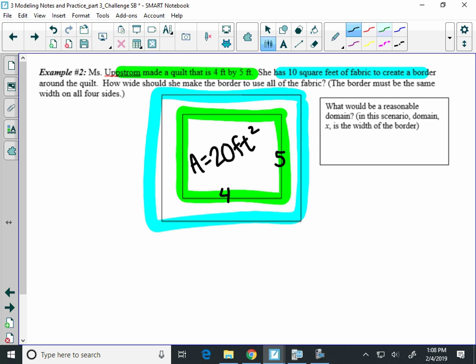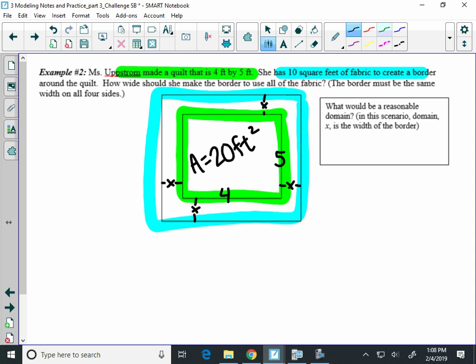Now, when Ms. Upstrom puts that border on, it says she has 10 square feet of border to work with. So we have 10 square feet of fabric to make this border. And her question is, how wide should that border be? So the width, we're going to call it X. That's the width here. Now, it has to be the same all the way around. So the bottom part here has to be X in width. The side over here is X. And the top is X. I'm just writing that in so you see that all those borders have to be the same.